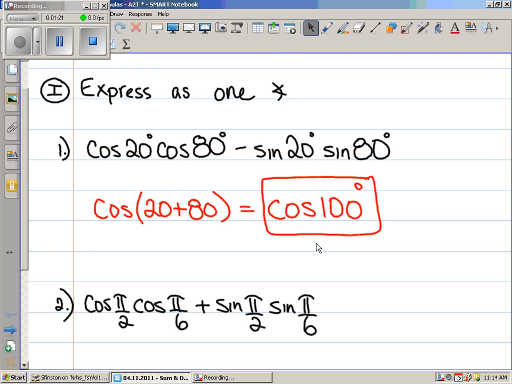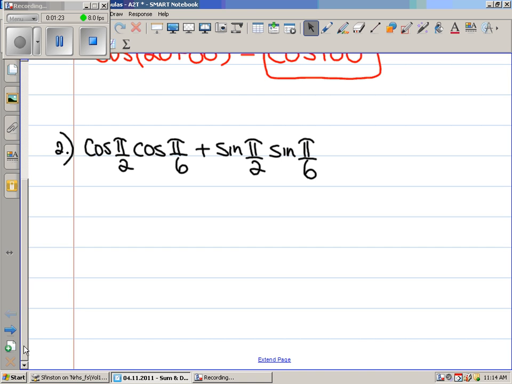Now take a look at the second one. The second one looks really hard. I can't do that. Guess what step 1 is? Yeah, convert to degrees. Convert this bad boy to degrees. What's pi over 2? Nice. What's pi divided by 6? Good. Cos 30 plus sine 90 sine 30.